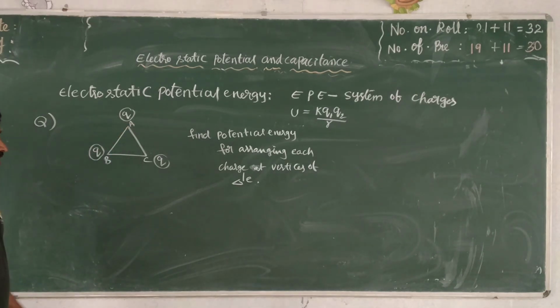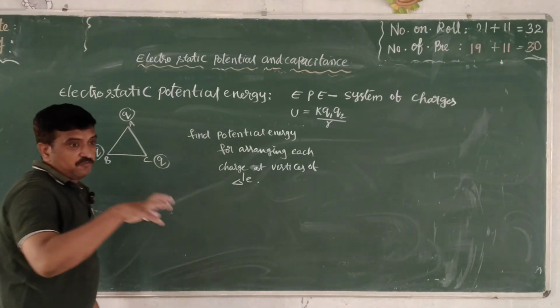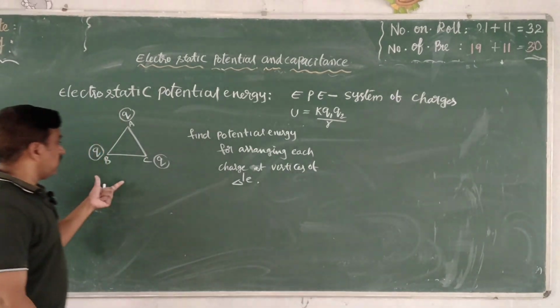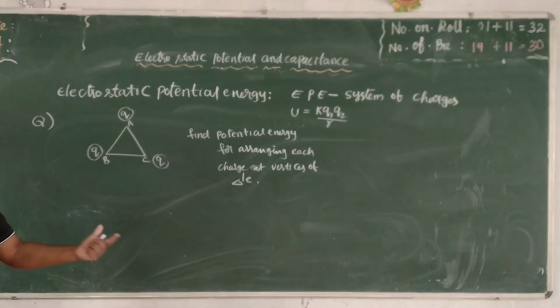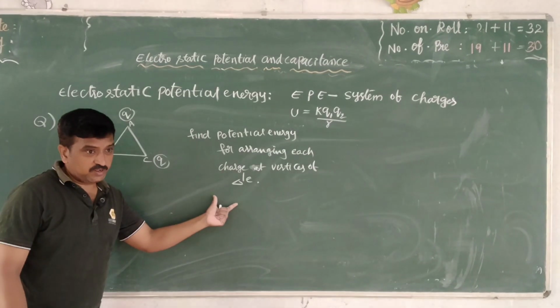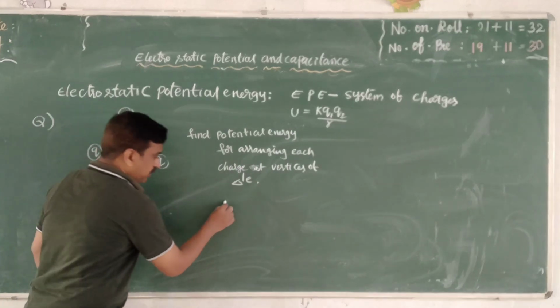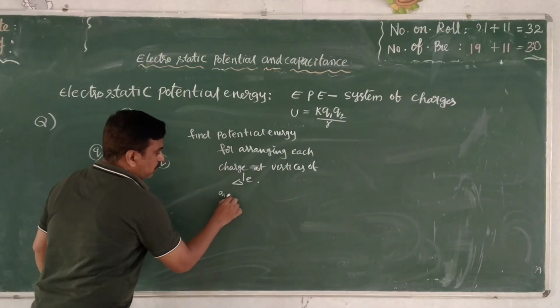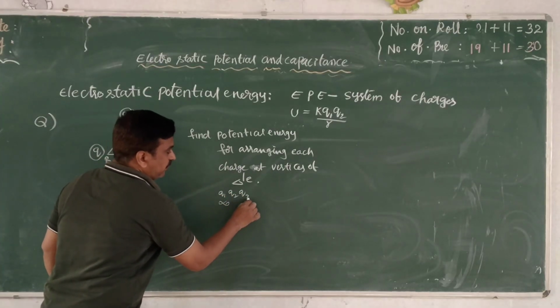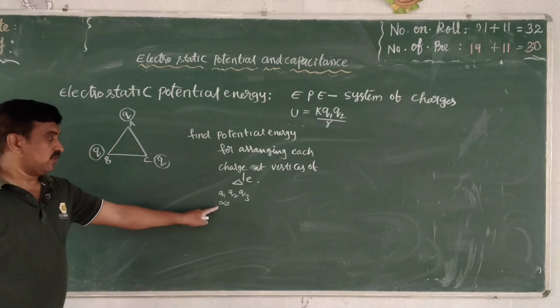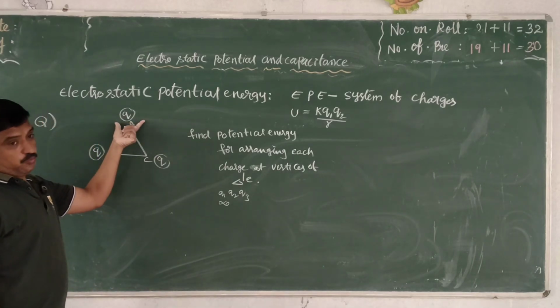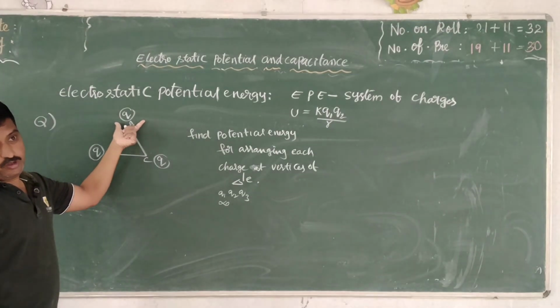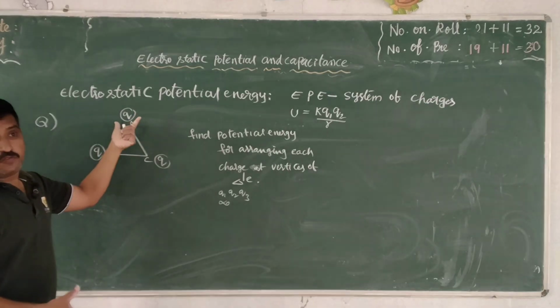For that, what can we select now? First, the infinite position, one configuration, and the final configuration. So from the infinite configuration, for example, here are q1, q2, q3. The first charge we can place here at position A with no work done. Why? Because there are no other electric fields or potential there.